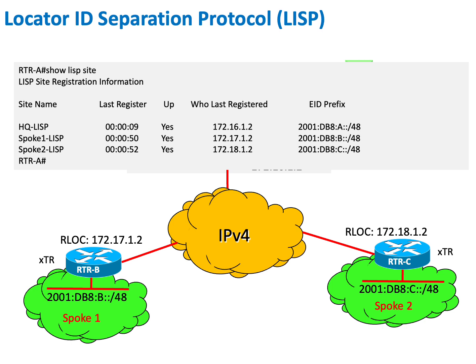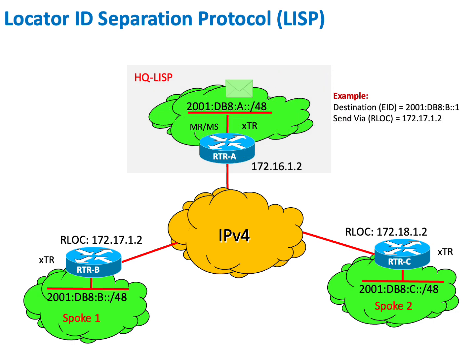Now let's follow a packet from the headquarters site to a specific address in Spoke 1. The packet enters router A, gets encapsulated with IPv4, and then at Spoke 1, the IPv4 wrapper is removed and we are back to our native IPv6.